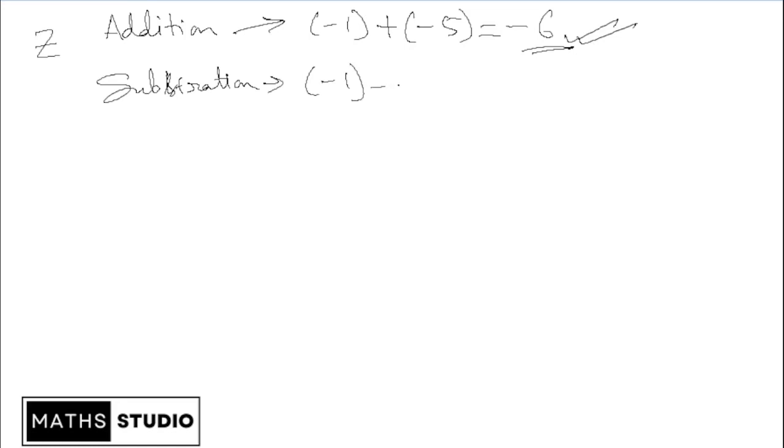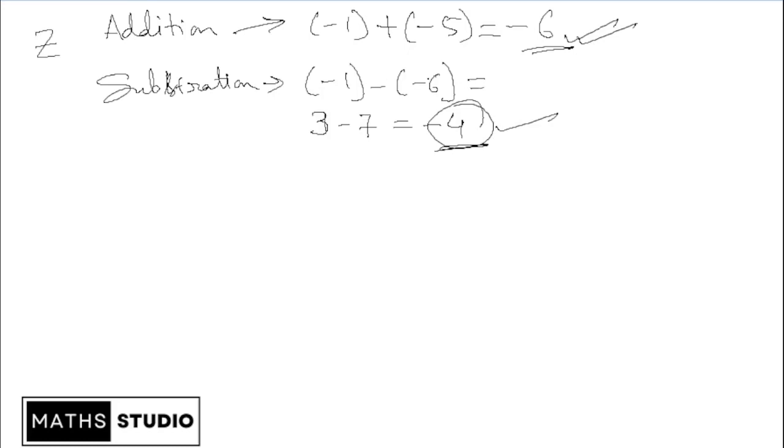Minus 1 minus 6. Is it getting too complicated? Okay, I'll give you an easier example, then we'll come to this example. Let's come to 3 minus 7. 3 minus 7 is minus 4. Minus 4, is it an integer? Yes, of course it's an integer.